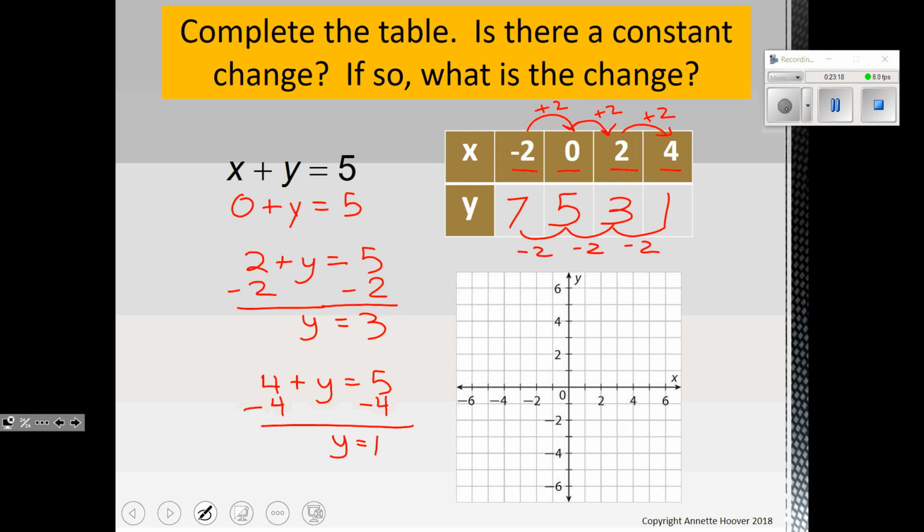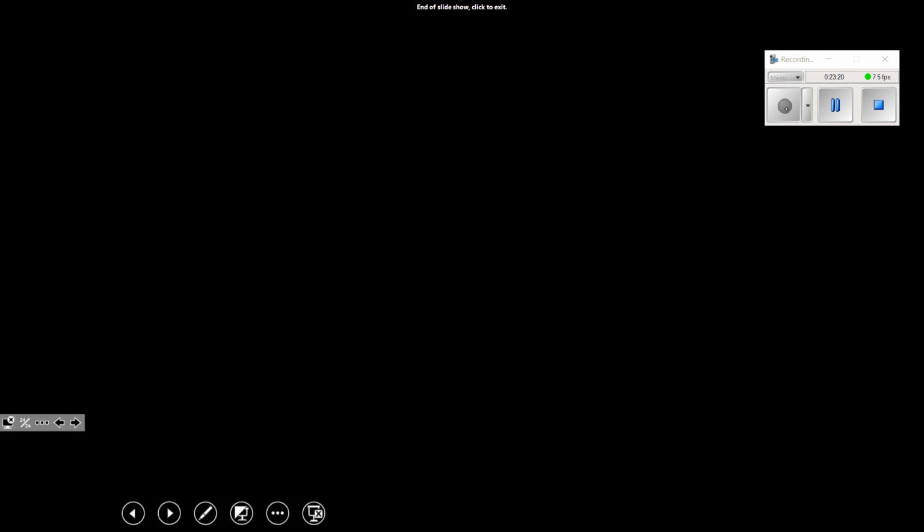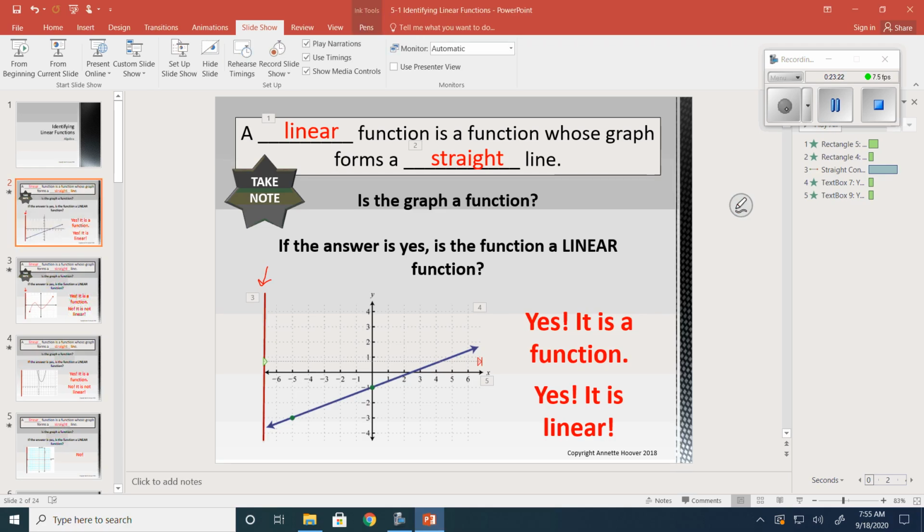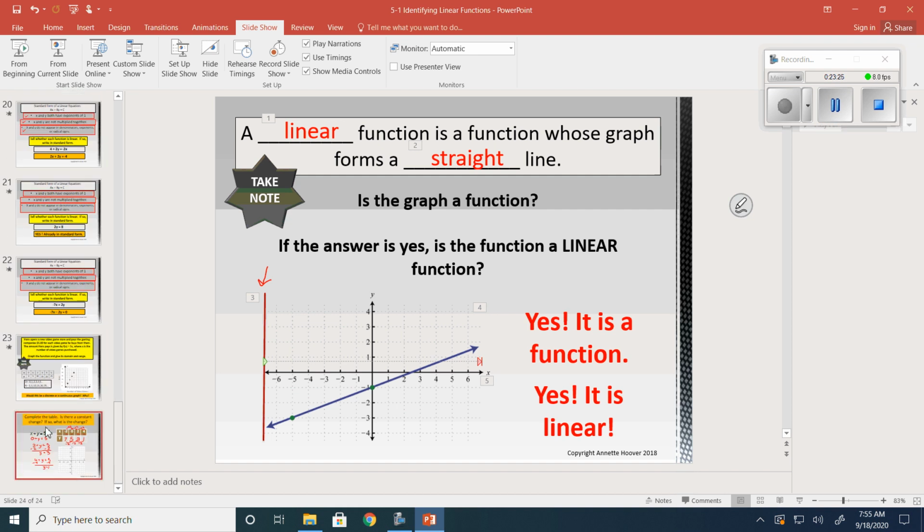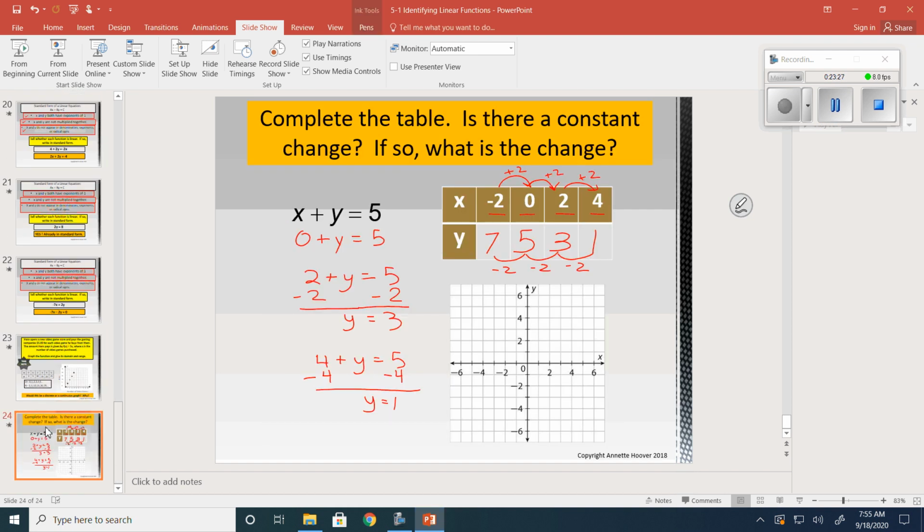So the order pairs were -2 and 7. Let's go back to it. We graph it, -2, 7. -2, 7 would be right here. And then we have 0, 5, which would be right here. And we have 2, 3, which would be right here. And 4, 1. Notice it is linear. It is a straight line. So we draw our line with our arrows. I hope this lesson helps in identifying linear functions.